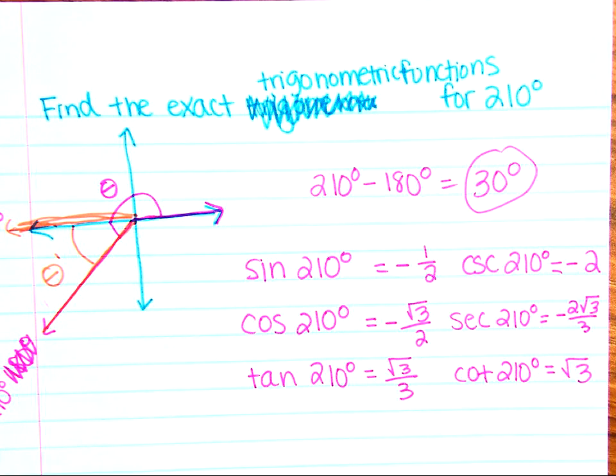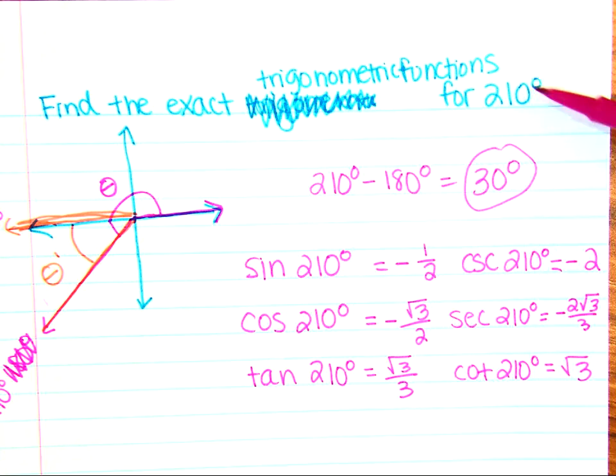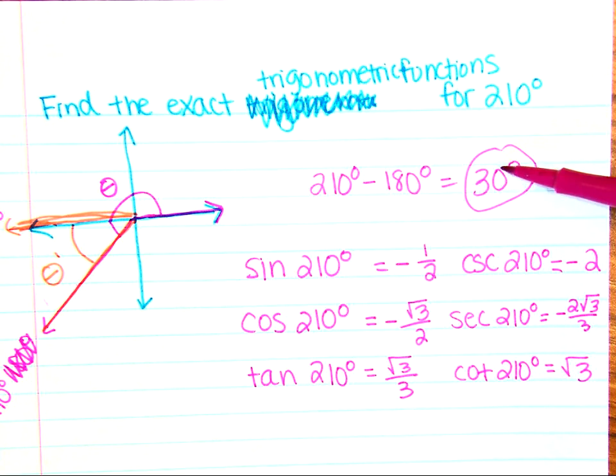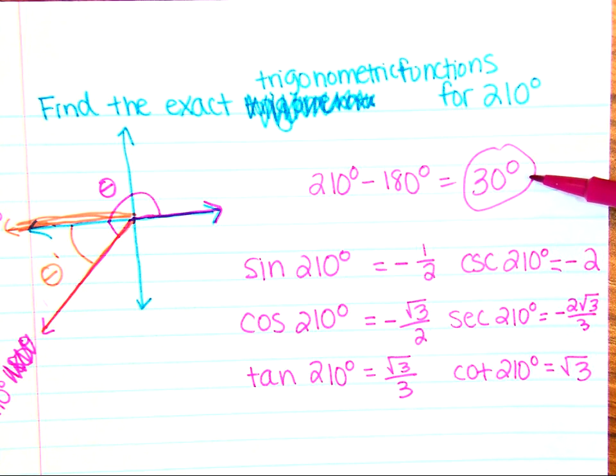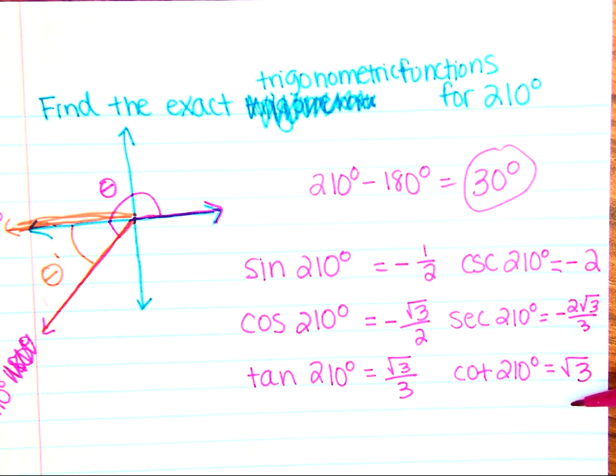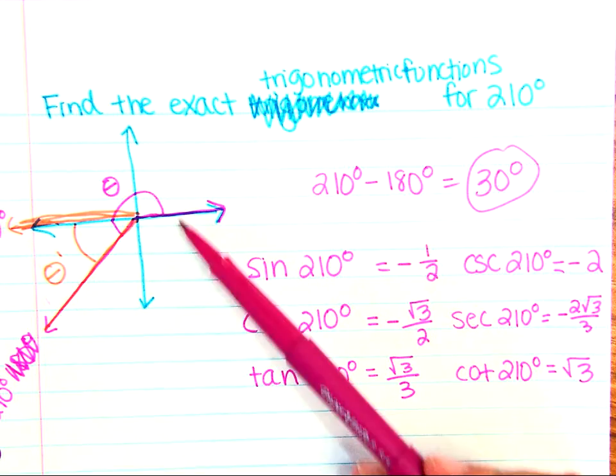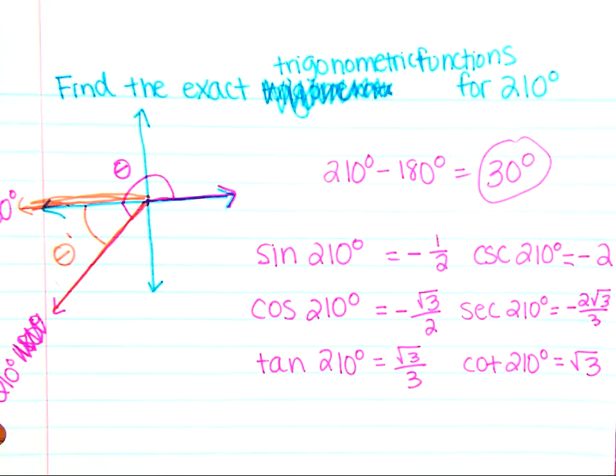So, exact trig functions: if it's not one of those angles, I found my reference angle of 30. Then I just looked directly off my chart to figure out these numbers, but I had to account for what quadrant the angle was actually in.